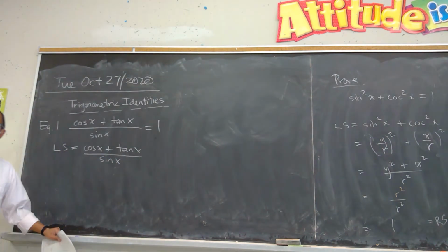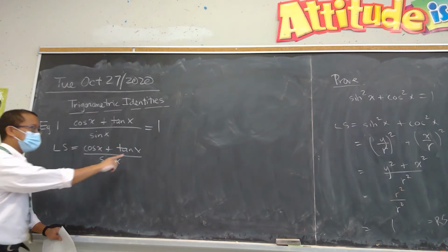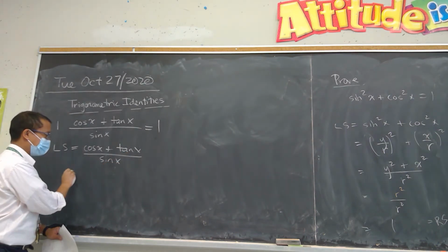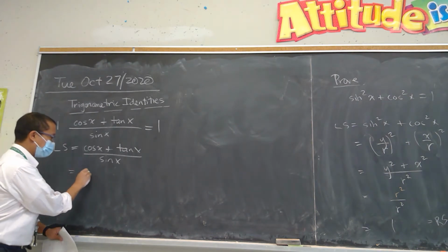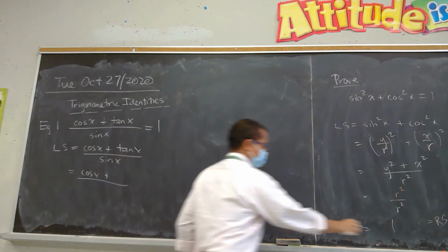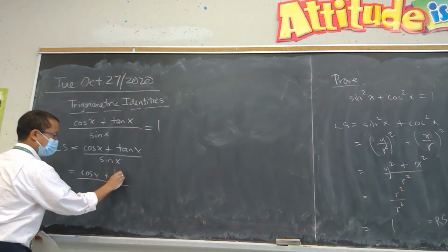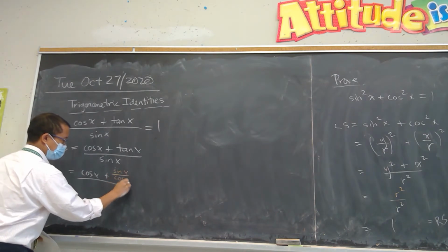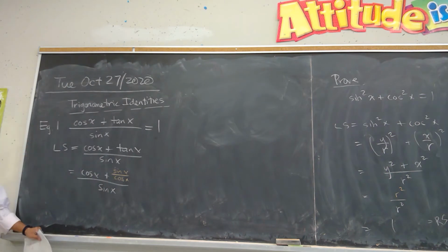Our second tip is to change things in terms of sine and cosine. So cos x and sine x are already in terms of sine and cosine. But this tan x, or tangent of x, using the quotient identity, I can rewrite that as sine x over cos x all over sine x. Hopefully I'm going slow enough so that you can see it.